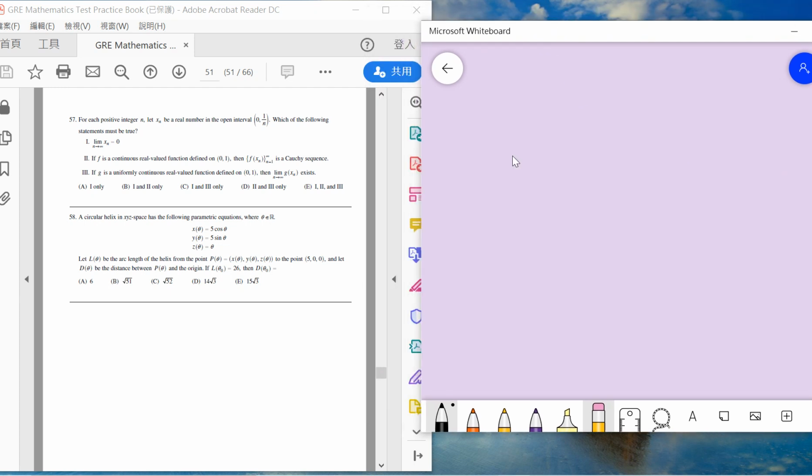So let's keep solving the math GRE test for the 58th, GR1768. The problem says there is a circular helix in the xy plane, and you know its parameterization equation. Let L(theta) be the arc length of the helix from the point P to the 500, and d(theta) is the distance between P and the origin.